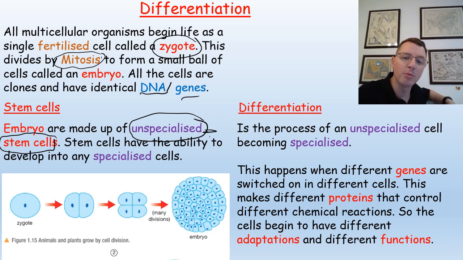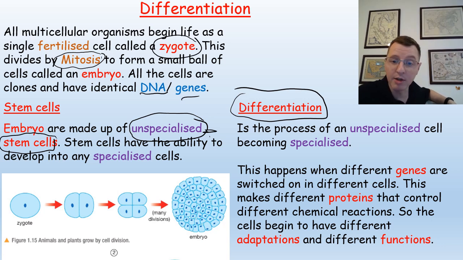How do we get that unspecialized cell to become specialized? Well, that process is called differentiation, and it's the process of an unspecialized cell becoming specialized. This happens when different genes are switched on in different cells, and this takes different proteins that control different chemical reactions, so the cell begins to have different adaptations and different functions.